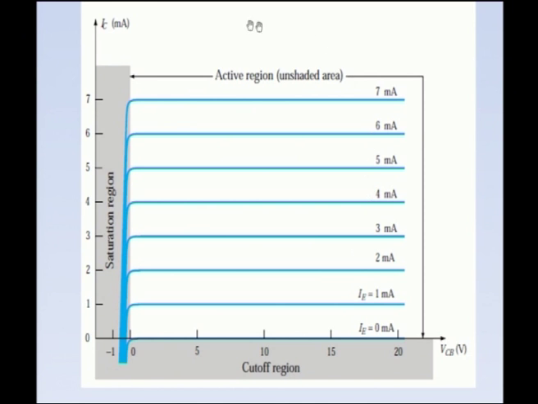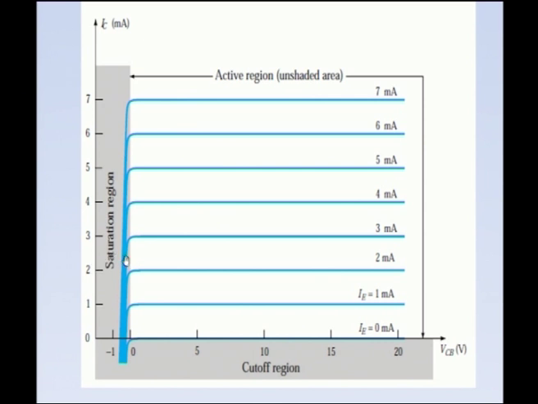So, there are three main regions we are seeing in the output characteristics of a common base transistor. What do you mean by cutoff region? Cutoff region is when both the junctions are reverse biased, there is no current. See here, there is no current for this cutoff region. When this IE, that is the input current, is 0 milliamps, the output current is also 0, but there will be some small current due to the minority carriers.